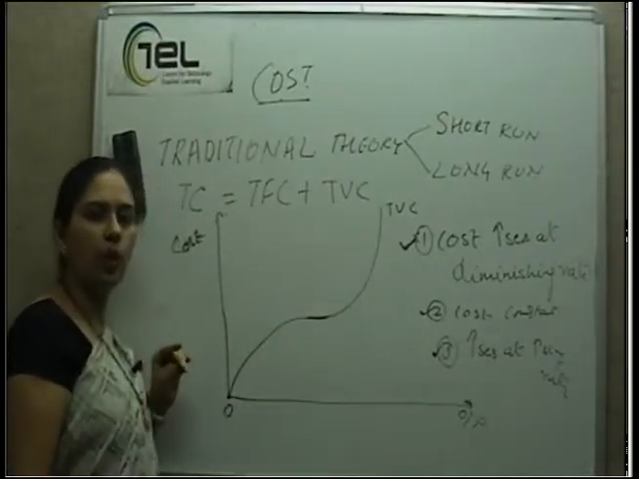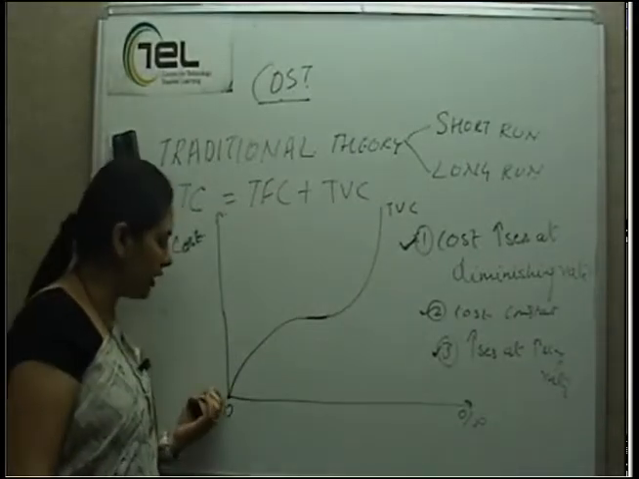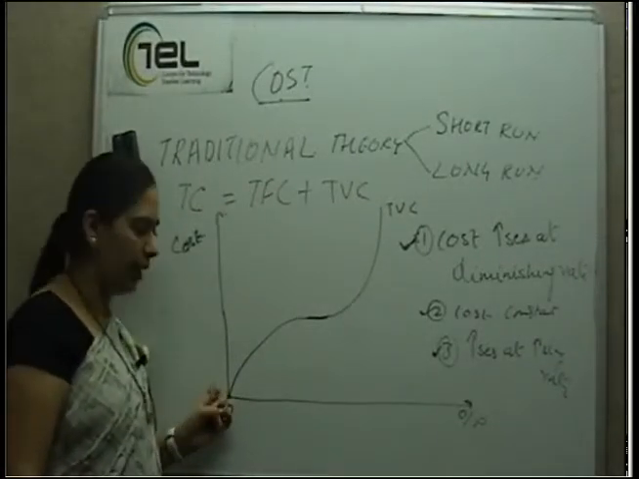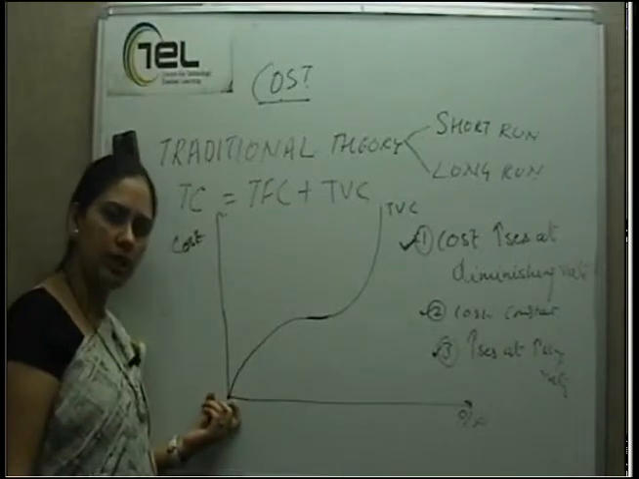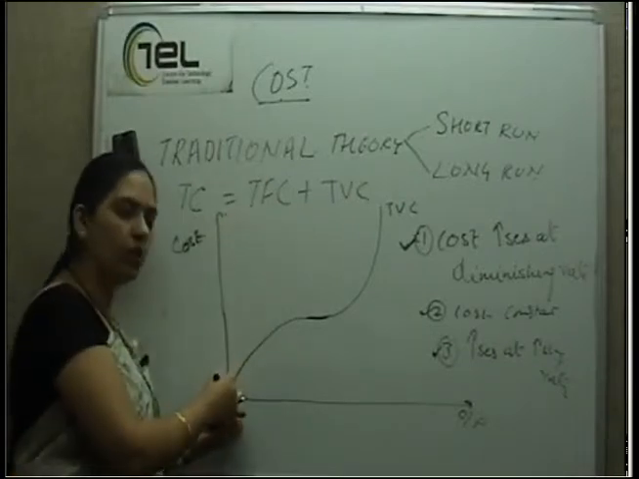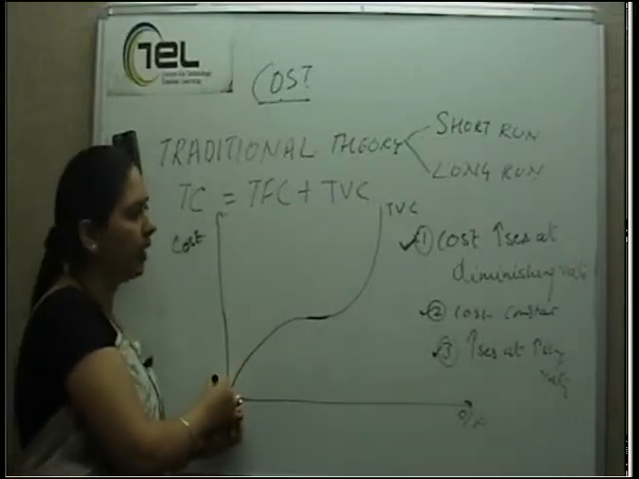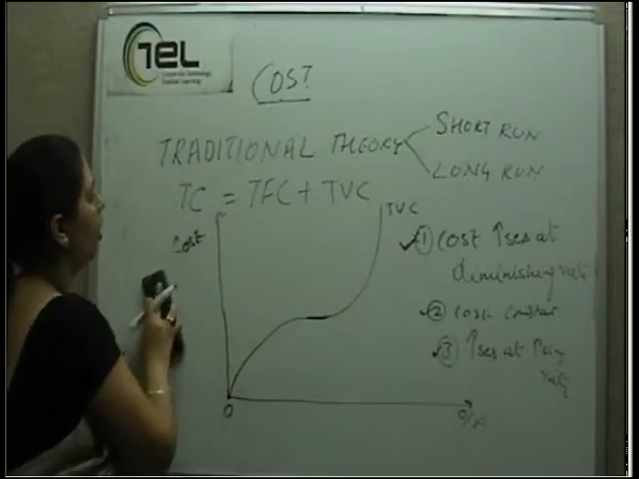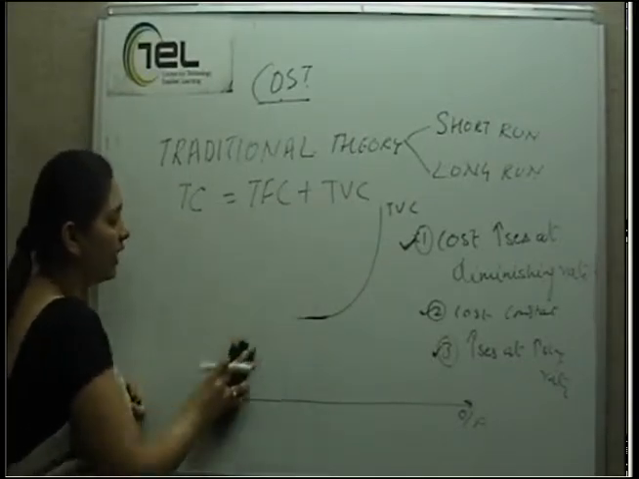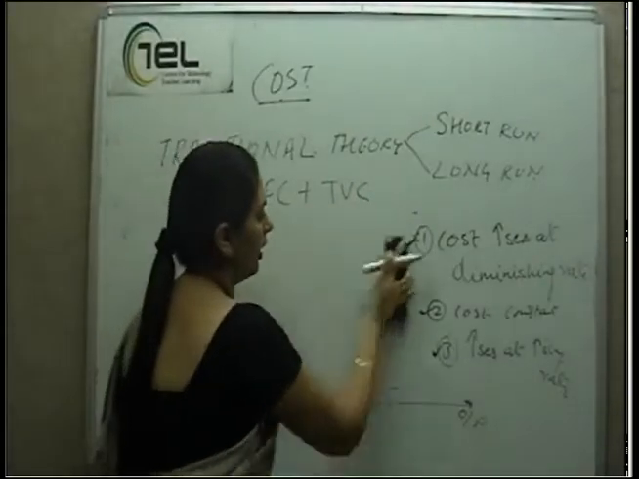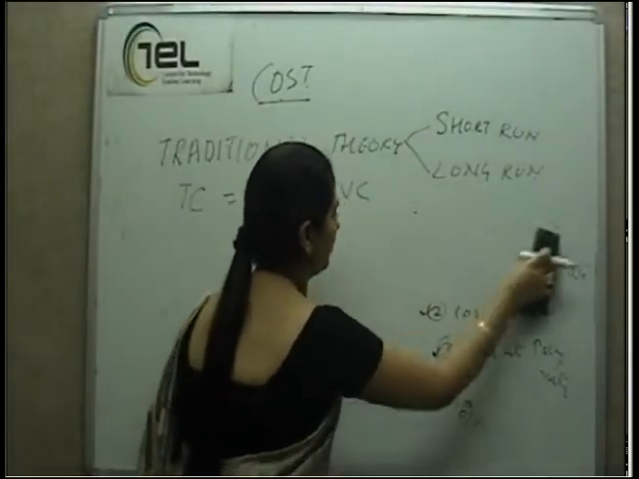The most important point here is that this inverse S-shape starts from origin, referring to the concept that when my output is 0, my variable cost also comes out to be 0. Next, let's go on to the summation of TVC and TFC, that is total cost.